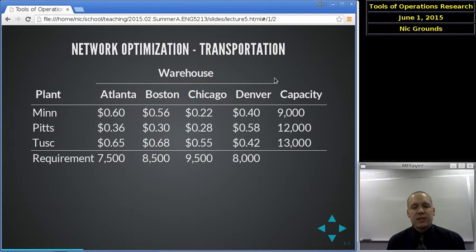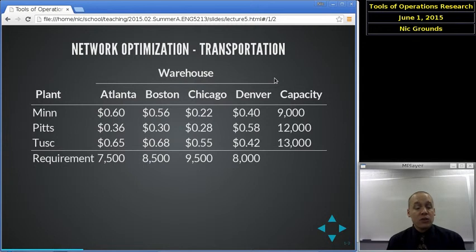But in addition to the plant capacities, so our sources have a capacity, but our destinations, our warehouses, they have a requirement or a demand. That is how many cartons they need shipped to them from any one or multiple of the plants. And then for each plant warehouse pairing, we have a unit cost in terms of here dollars and cents of how much it would cost to ship a single unit or carton of our product. So we're going to have to ship something like 7,500 cartons to the Atlanta warehouse. Those could be made up of cartons coming from Minneapolis and or Pittsburgh and or Tucson.